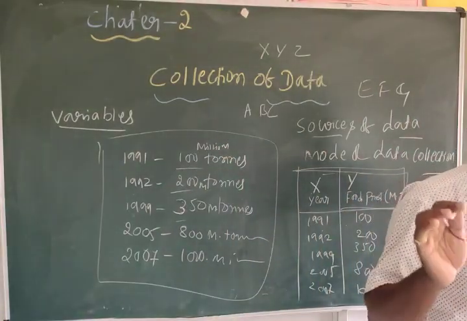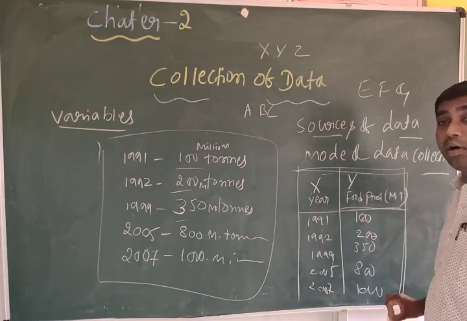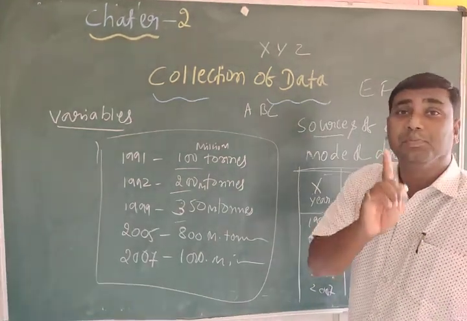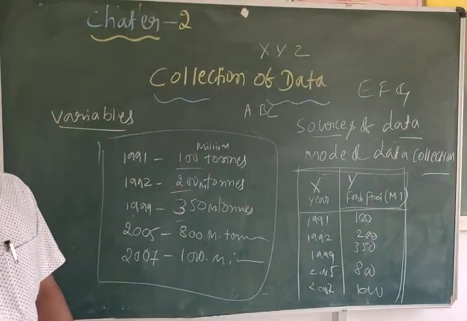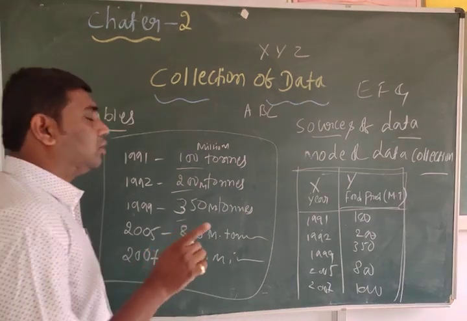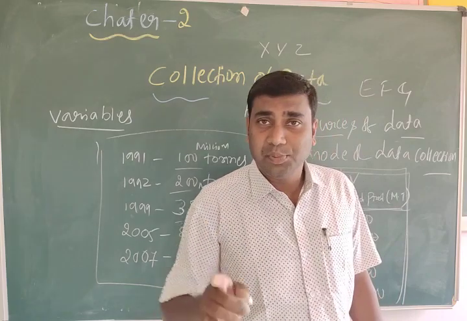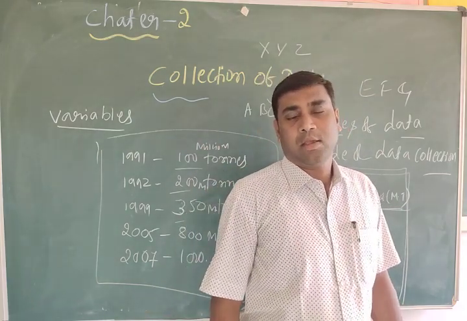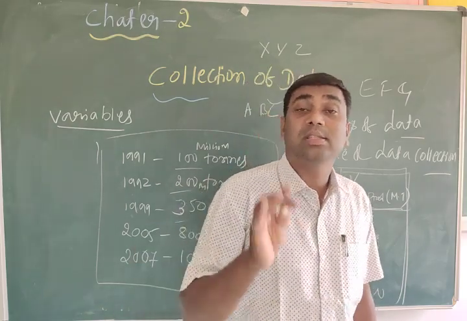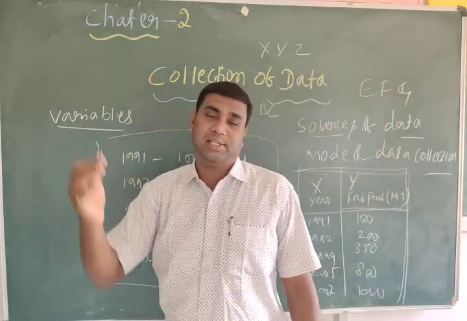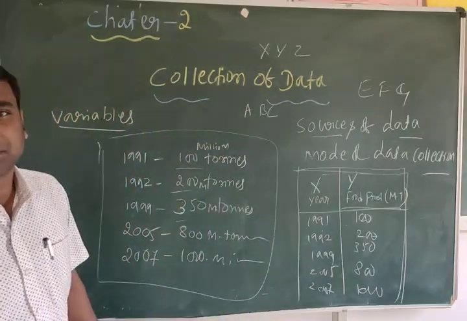Each value of a variable is called an observation. Don't forget, each value of variables is called an observation. So we are discussing variables, those values which keep changing. Those values which are always changing are called variables. In name only it is there, varies. The values are varying. These are called variables.